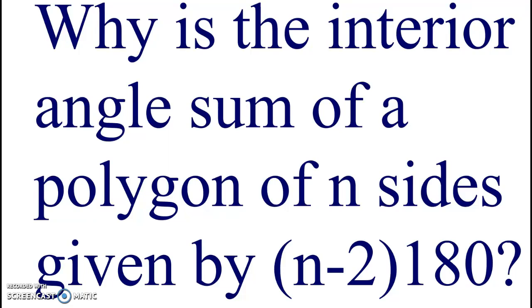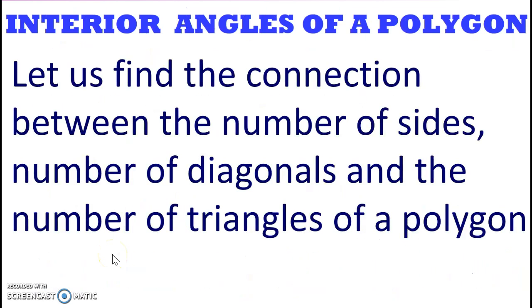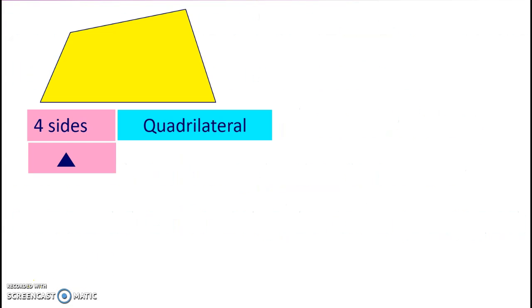Hi, today we'll be looking at why the interior angle sum of a polygon of n sides is given by n minus 2 times 180. To do so, we'll find the connection between the number of sides, the number of diagonals, and the number of triangles of a polygon. We'll start off with a quadrilateral, which is a four-sided polygon.